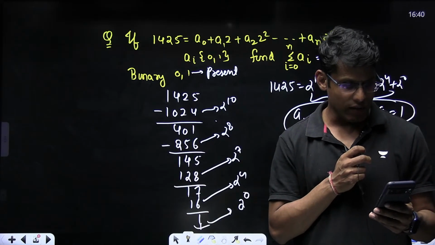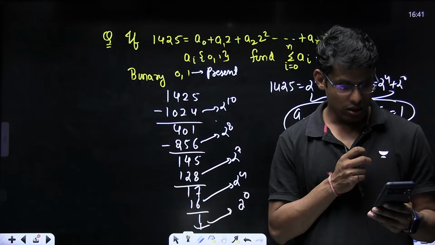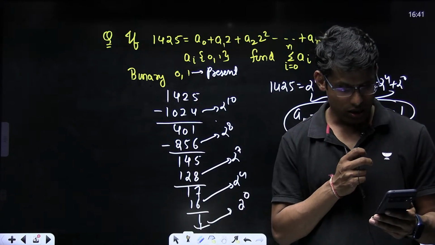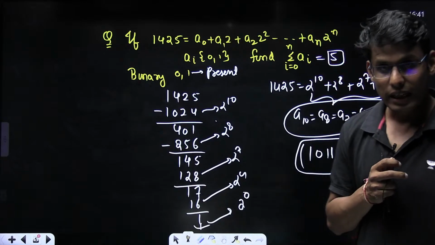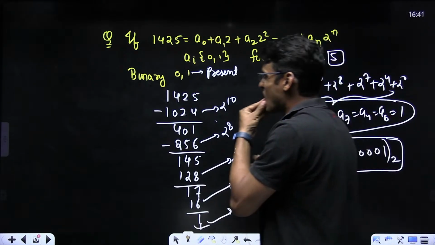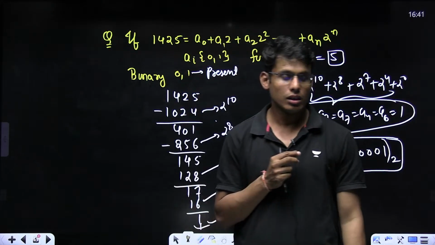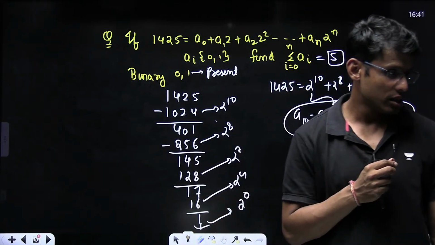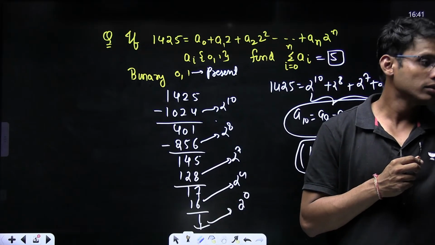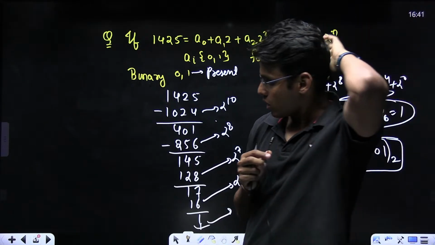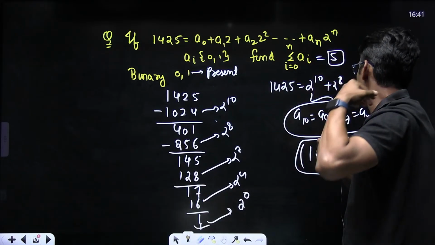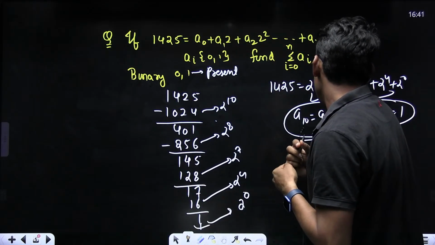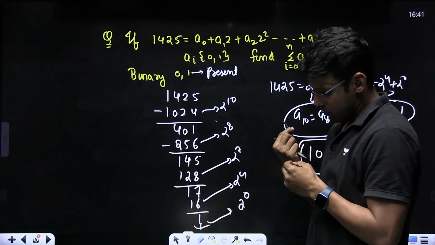And binaries are very special because this is binary. A10, A8, A7, A4, A0.